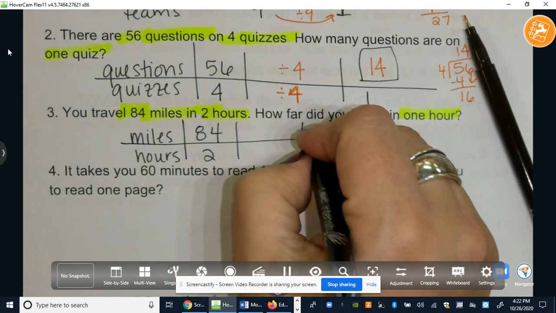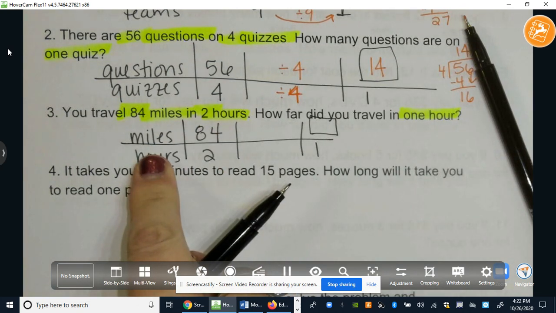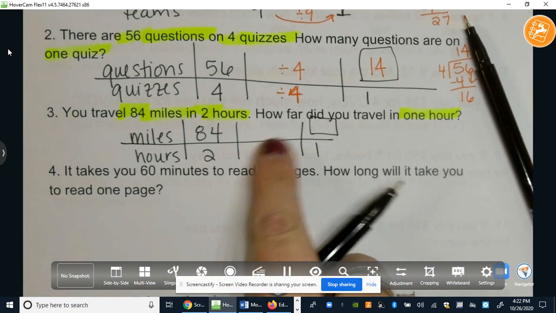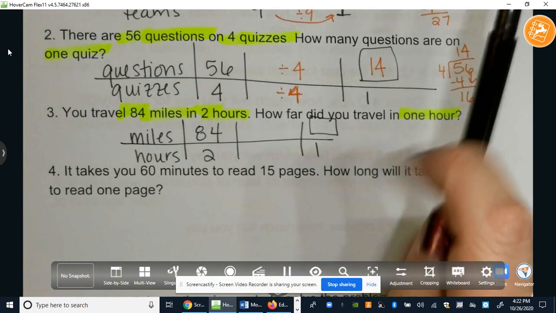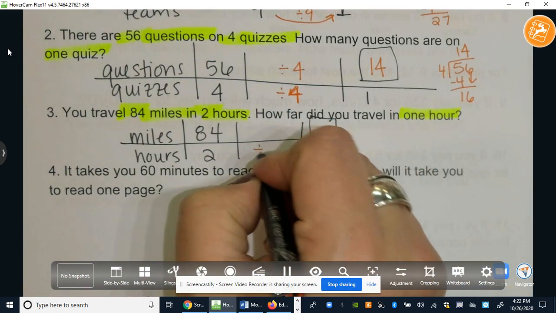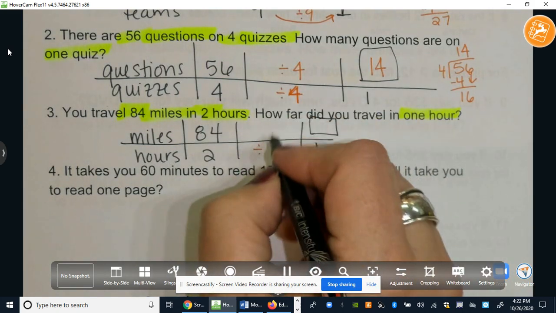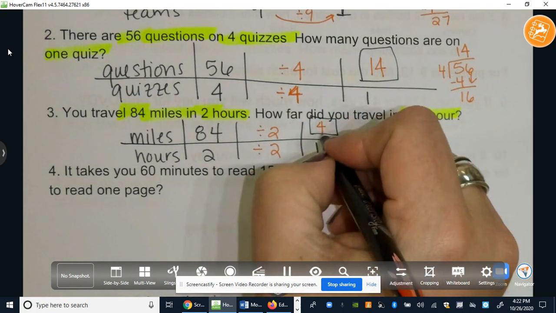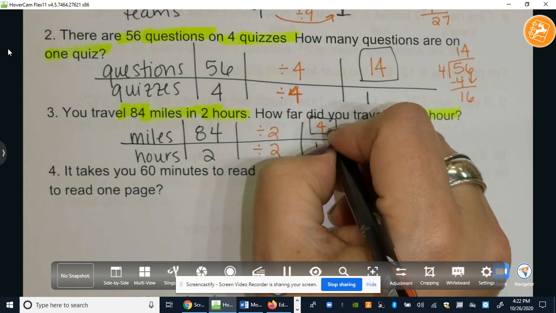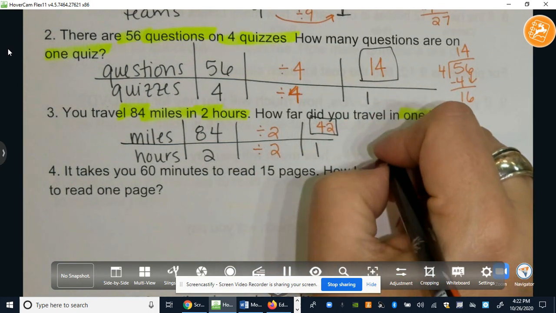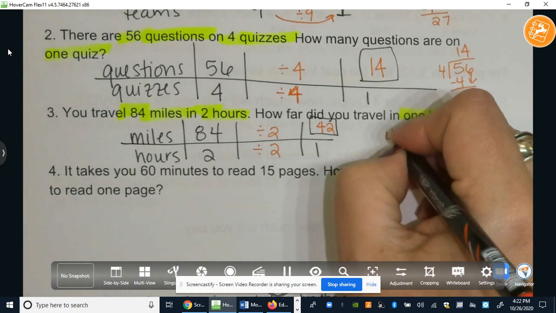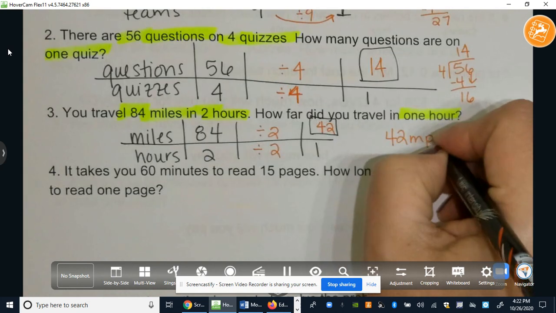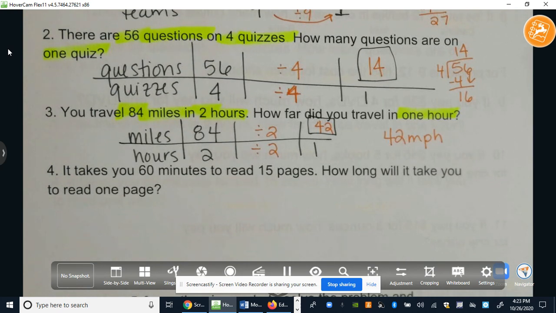So we set up our words, what we know. We've got to figure out what we don't know, and we've got to figure out kind of like a rule here. What did we do? So how do I go from 2 to 1? I divide by 2. So if I divided by 2 on the bottom, I must divide by 2 on the top. And 2 can go into 8 4 times. And 2 can go into 4 2 times. So we can think of this answer as you went 42 miles per hour. MPH is miles per hour. Okay, let's look at our next one.